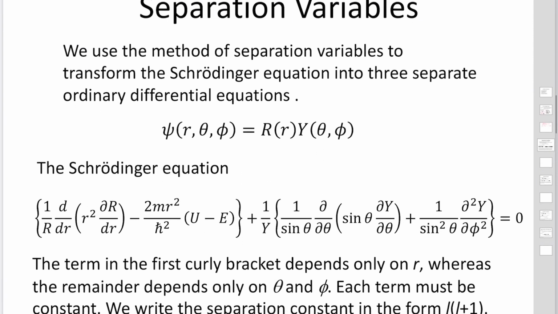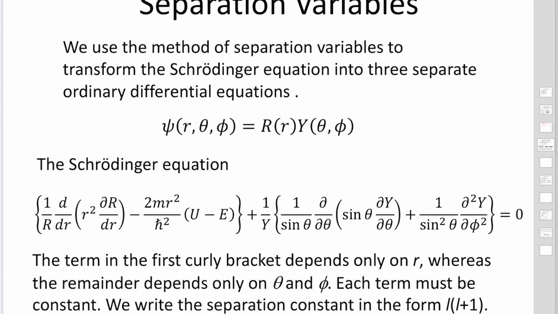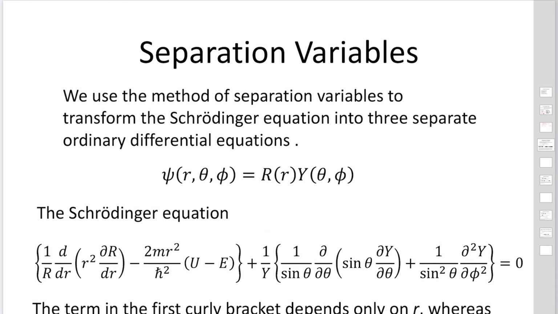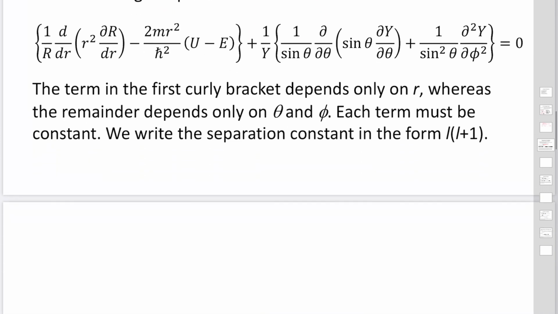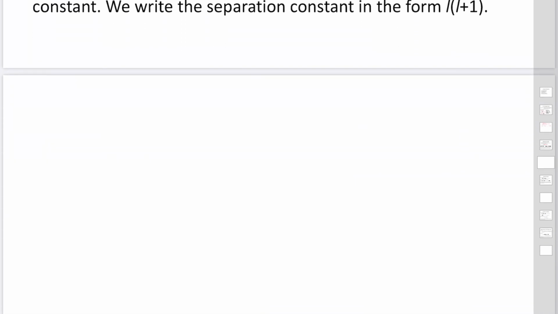Then to solve this equation, we apply separation of variables. We use the method of separation of variables to transform the Schrodinger equation into three separate ordinary differential equations. First of all, psi is expressed as the product of two functions: capital R, a function of only r, and capital Y, a function of theta and phi. Then we can substitute this into the Schrodinger equation. So maybe I can show you.